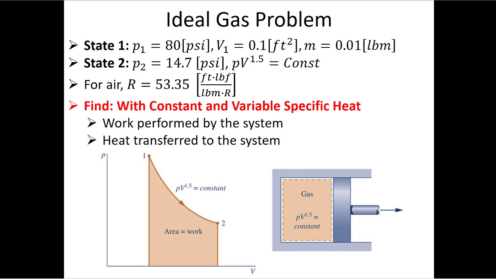We're also told that for air, which is what's in our cylinder, the specific gas constant, R, is 53.35 foot-pounds per pound mass Rankine. I'm asked to find, with constant and variable specific heats, the work performed in the system and the heat transferred to the system.